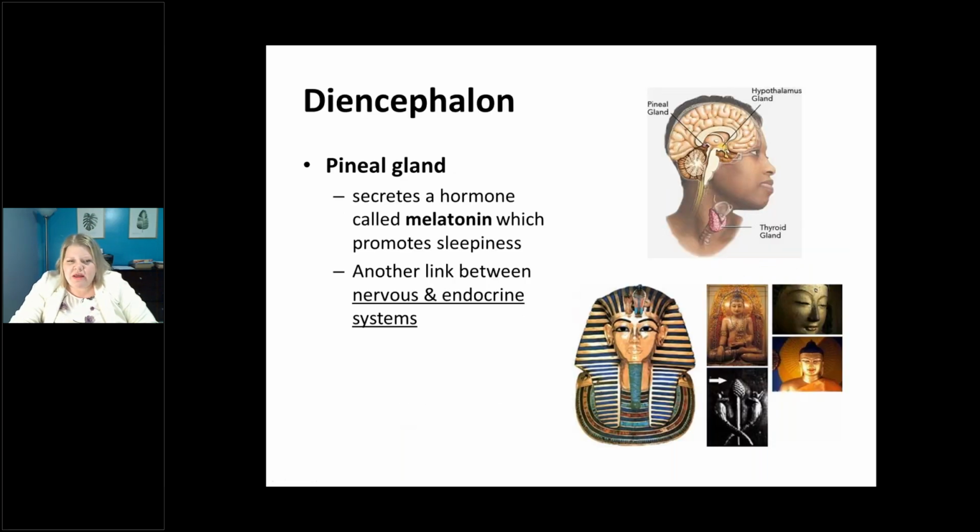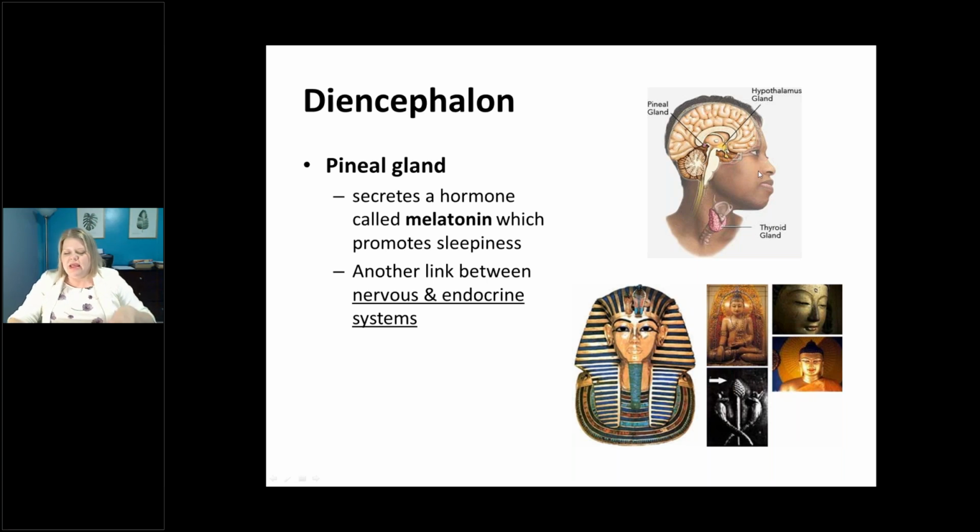The diencephalon also has the pineal gland. Sometimes it's called the epithalamus, but in your textbook, they're just calling it pineal gland, so that's what we'll be referring to it as. So you can see the hypothalamus, the pituitary gland, the pineal gland. Don't get confused between pituitary gland and pineal gland, right? They kind of sound the same. But the pineal gland is found more posteriorly, where the pituitary gland is more inferior and anterior.